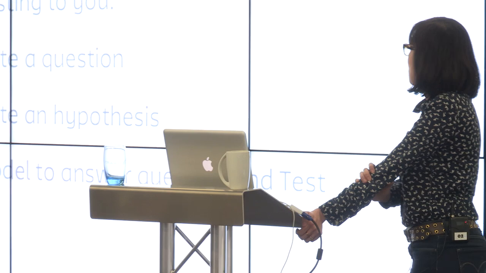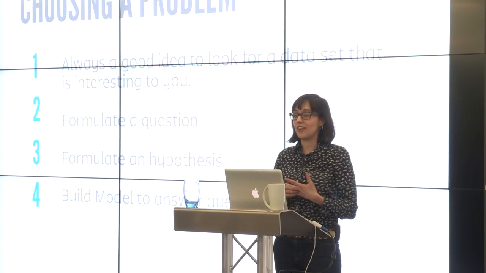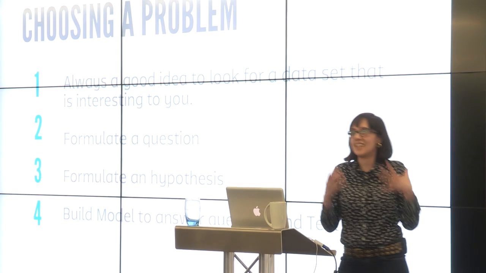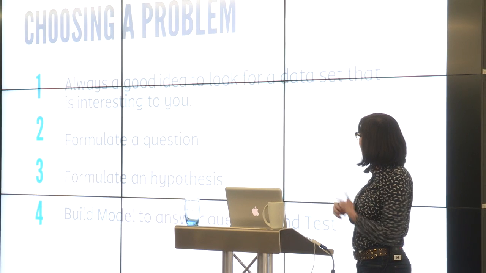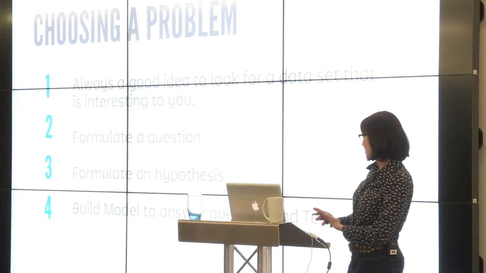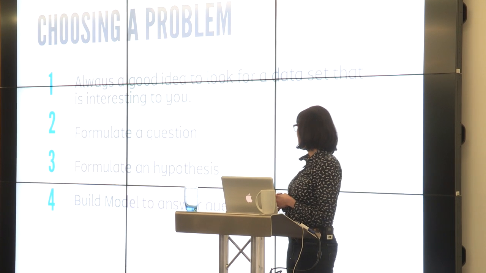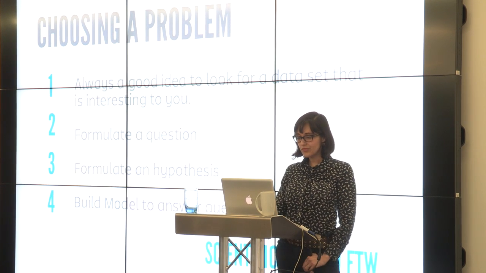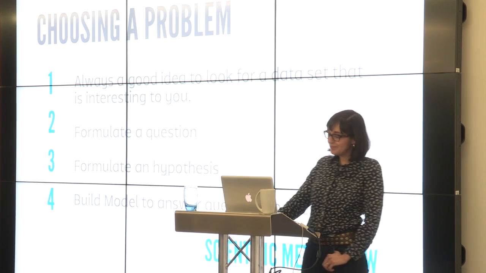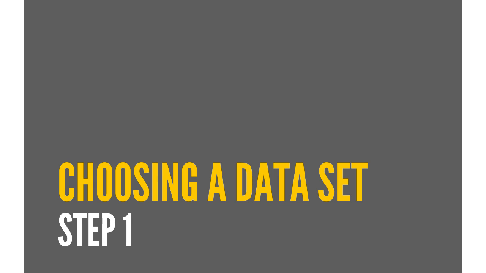So let's choose a problem. It's always a good idea to look for a data set that is interesting to you. So if you're starting in data analysis, and you're really serious about it, it's probably a good idea to pick a set that really inspires you to ask questions. So once you choose a set that is interesting to you, you formulate a question, then you formulate a hypothesis, and then you probably build a model to answer the question and test it. Well, test your hypothesis. So this is the scientific method for the win. People have been doing it for a long time. So let's follow this through.